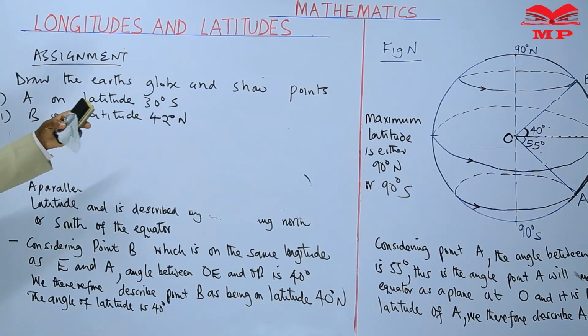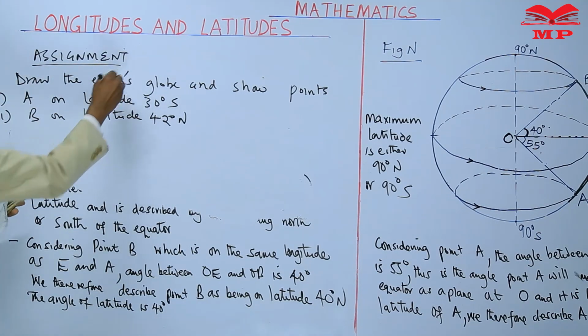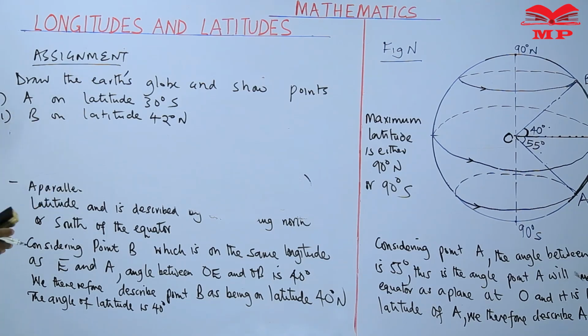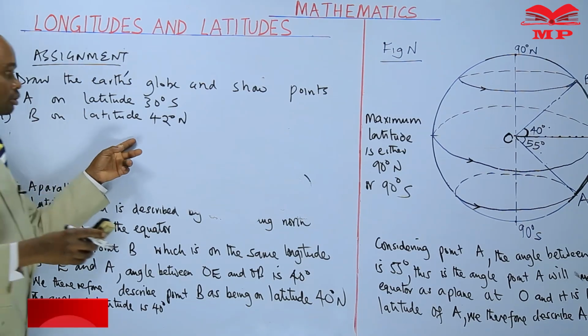So you'll draw the Earth's globe and show two points, A on latitude 30 degrees and B on latitude 42 degrees.